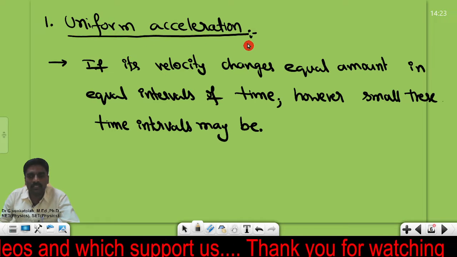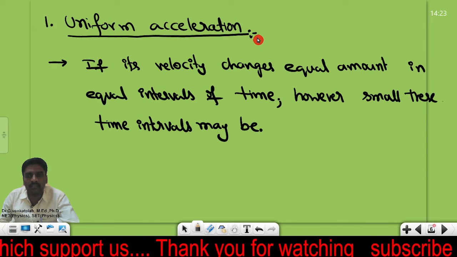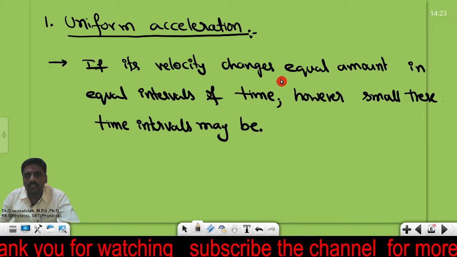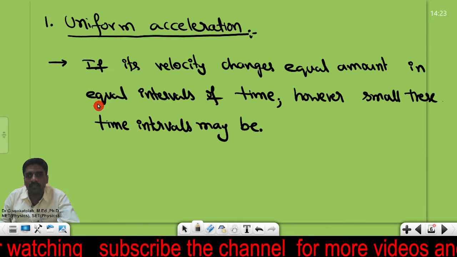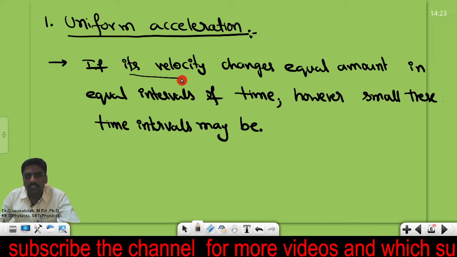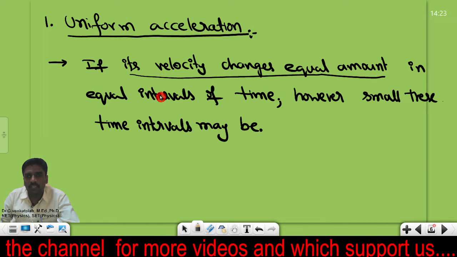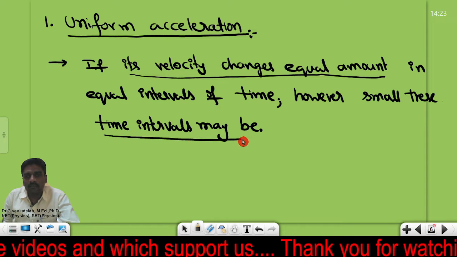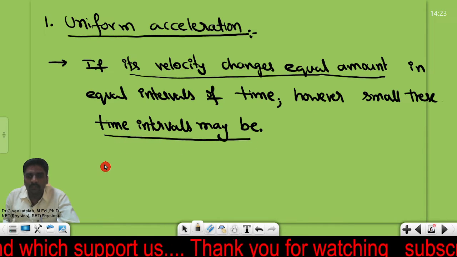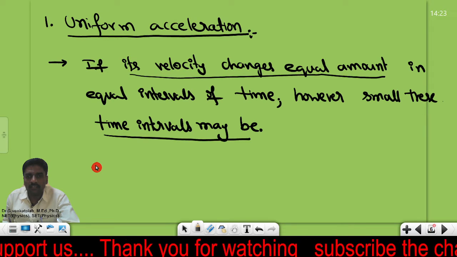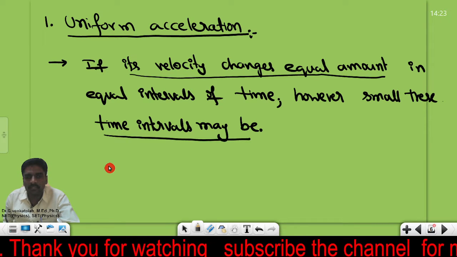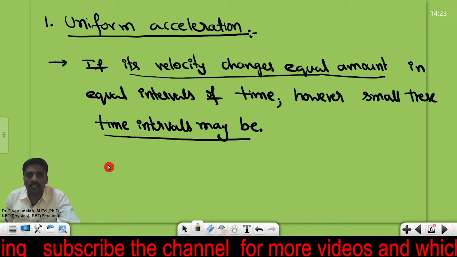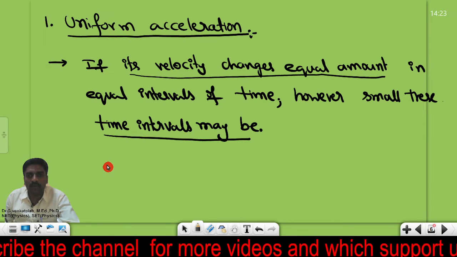The uniform acceleration, what does it mean? If its velocity changes by an equal amount in equal intervals of time, however small these time intervals may be. So, what does that mean? If the body is changing its velocity, that change in velocity must be equal for equal intervals of time. Then that acceleration is named as the uniform acceleration.